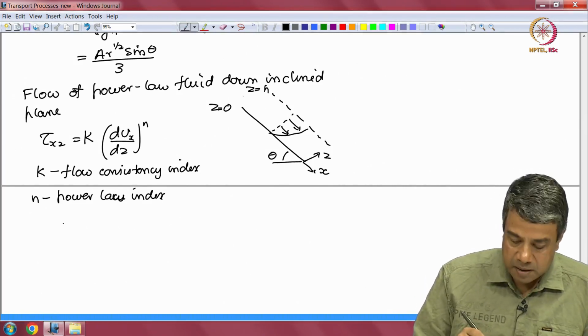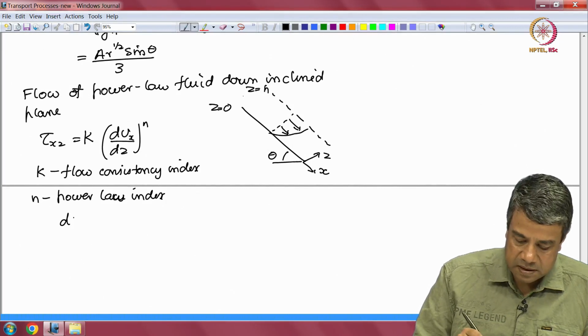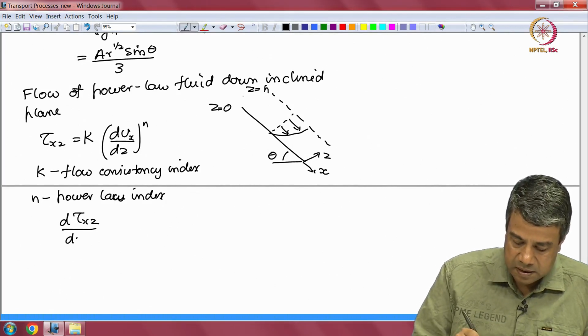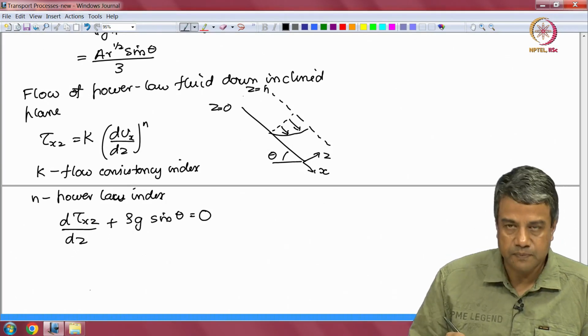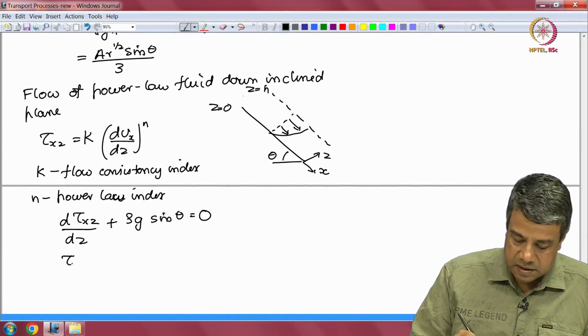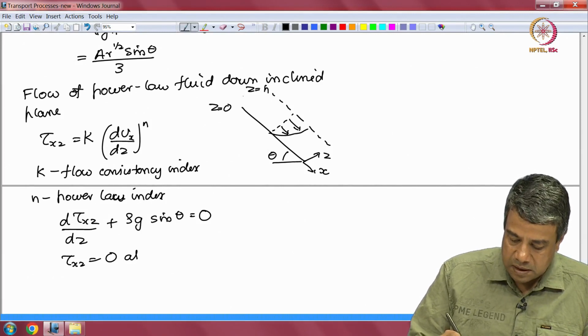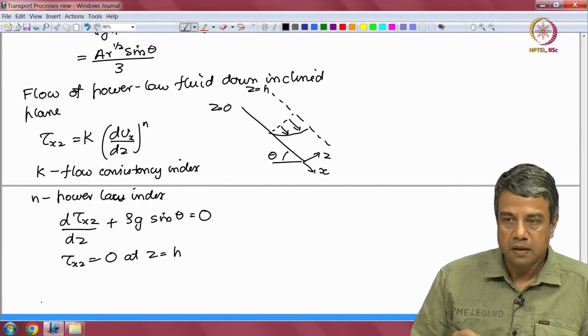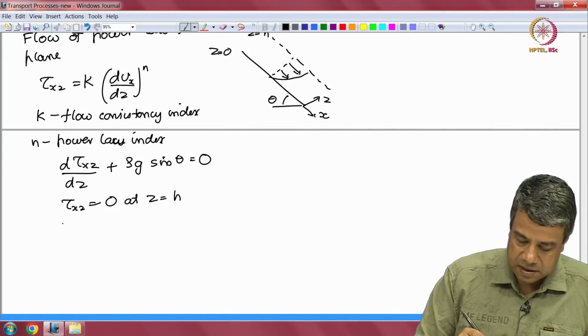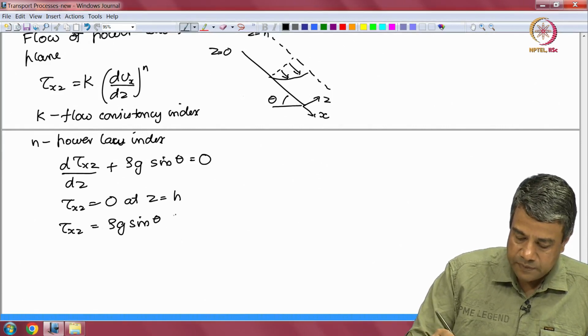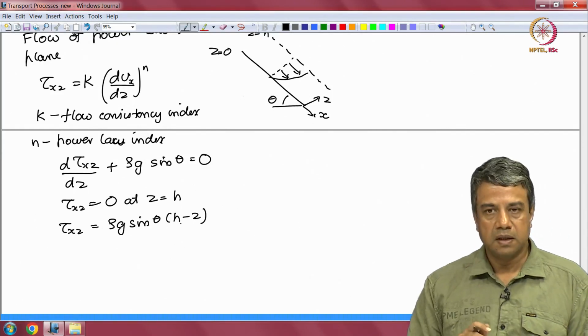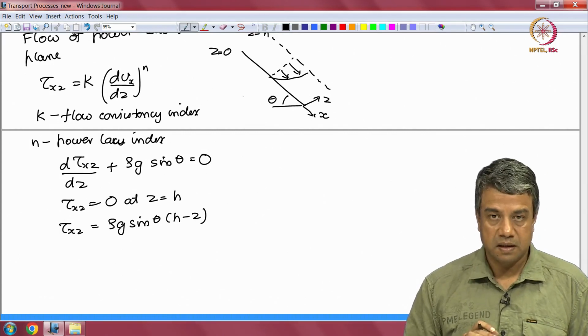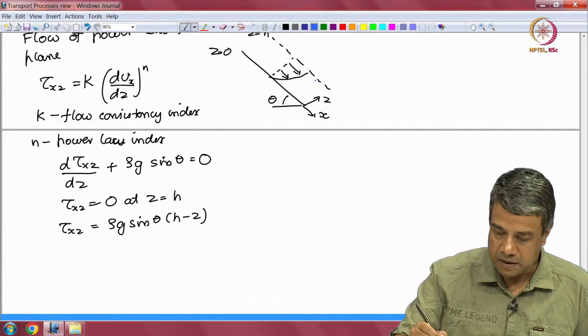Okay. Momentum conservation equation written in terms of the stress is d tau x z by dz plus rho g sin theta is equal to 0. The boundary condition for the stress is the same, tau x z is equal to 0 at z is equal to h, which means that the solution for the stress is still the same, tau x z is equal to rho g sin theta into h minus z. Okay. So, when expressed in terms of the stress, the solution is exactly the same. You have a linearly varying stress, okay, with distance down.